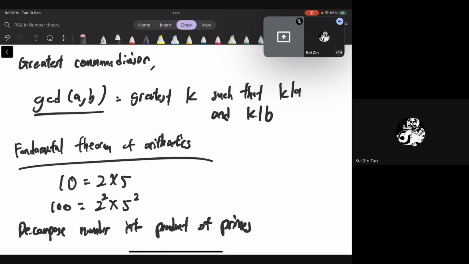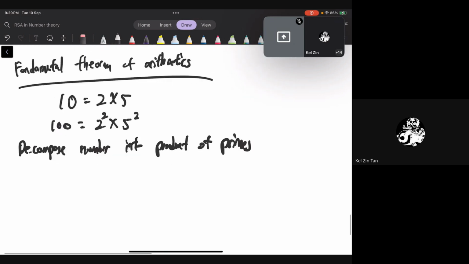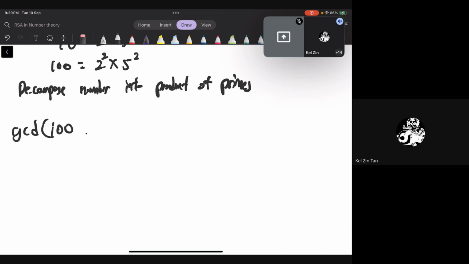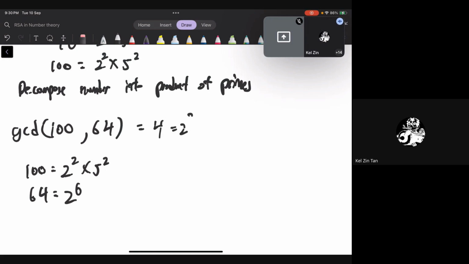How do we find the greatest common divisor? An easy way is to try dividing by all the possible primes. For example, let's say I want to find the greatest common divisor of 100 and 64. I can decompose 100 into 2 to the power of 2 multiplied by 5 to the power of 2, and decompose 64 as 2 to the power of 6. Then for each prime number, I take the lowest power in common, which is 2 to the power of 2. So the GCD is 4. That's one way to do it: decompose all numbers into products of prime powers.